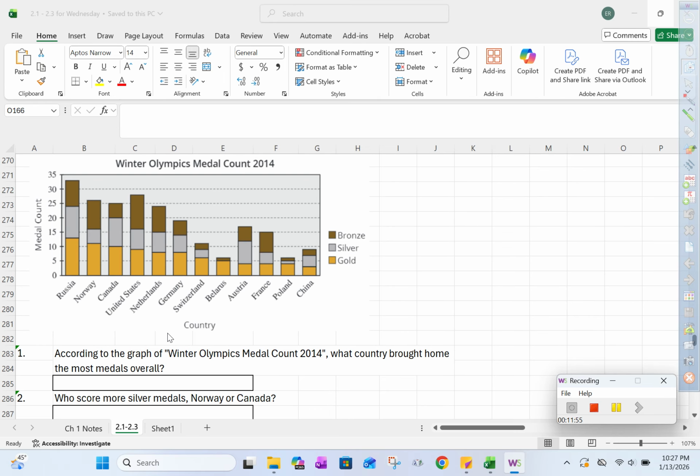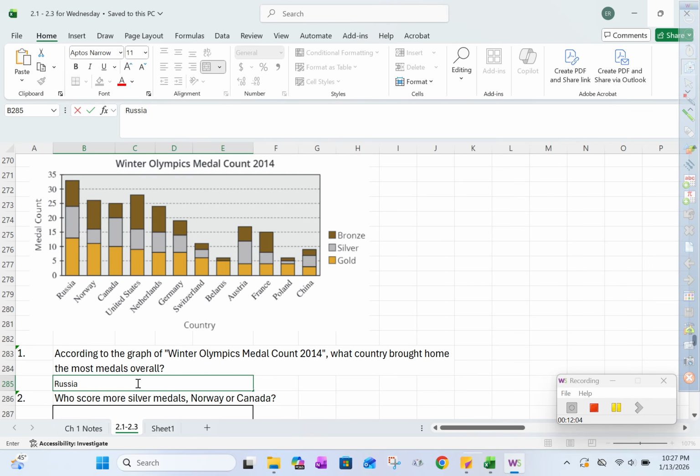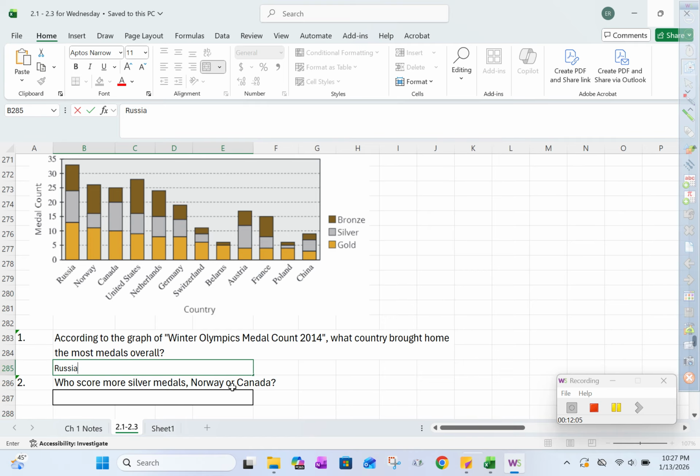Alright, so for this one, what country brought home the most medals overall? We're looking at that for Russia. It's the total height, or the highest bar overall. And then who scored more silver medals, Norway or Canada? We're just looking at literally the silver chunk for those two. So Norway's over here, relatively small silver chunk, and then Canada right next to it is significantly larger. So Canada will be the winner there.